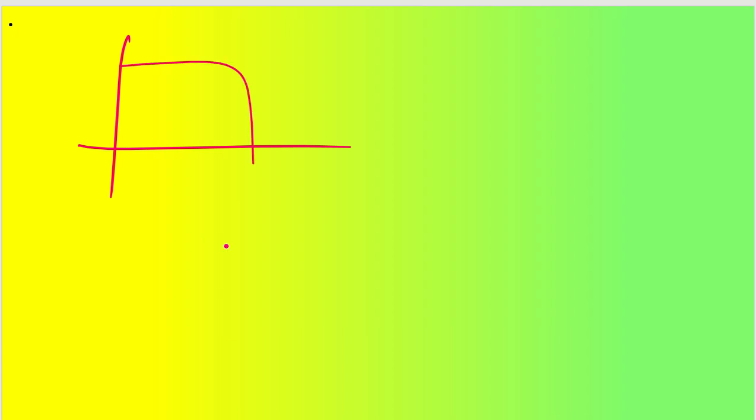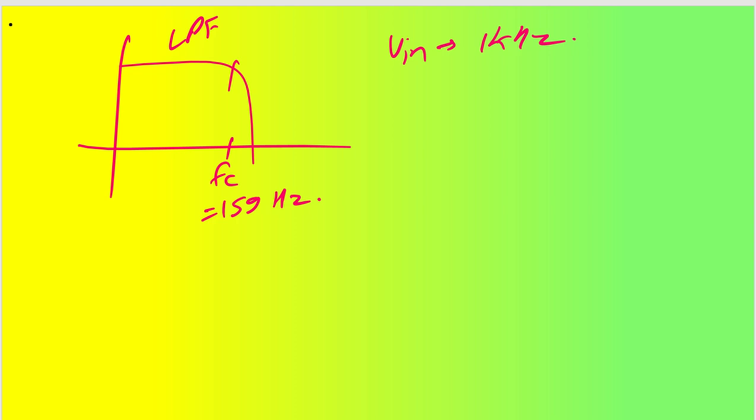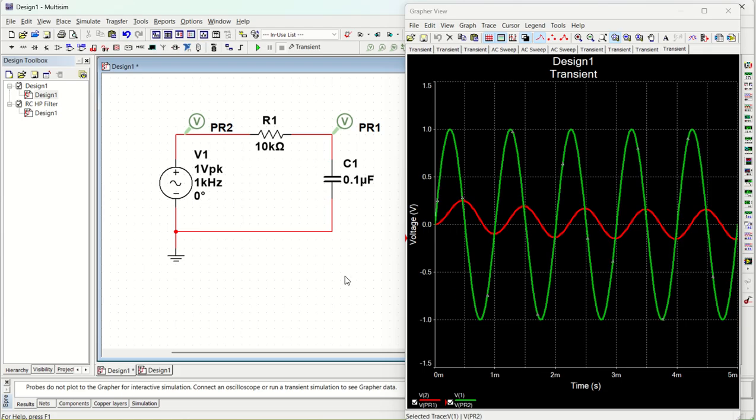What I mean to tell you is, let us say this is the cutoff frequency for my low pass filter, which is going to be equal to 159 hertz, and the V input has 1 kilohertz frequency. It means it will not allow that frequency to pass. Why? Because the frequency of that signal is 1 kilohertz, which is way, way more than the cutoff frequency of the low pass filter. So your aim would be to design your RC filter in such a fashion that the input frequency is allowed to pass with the cutoff frequency that you are providing.